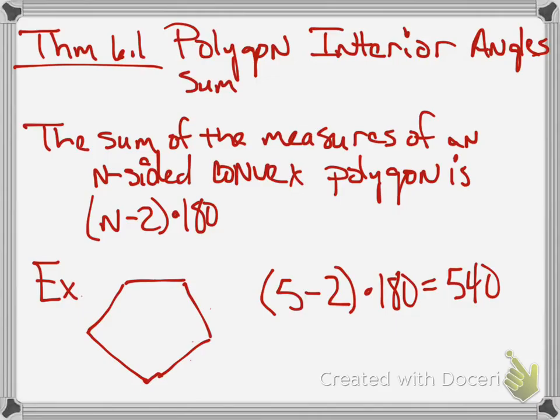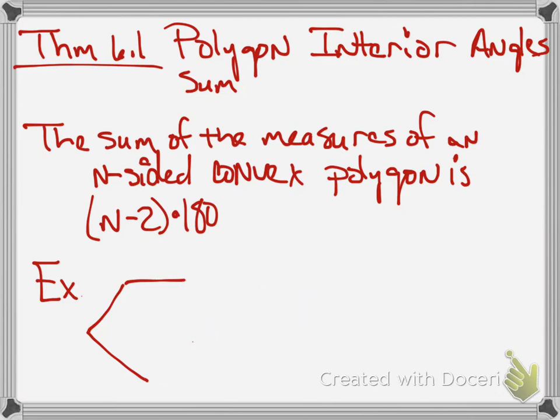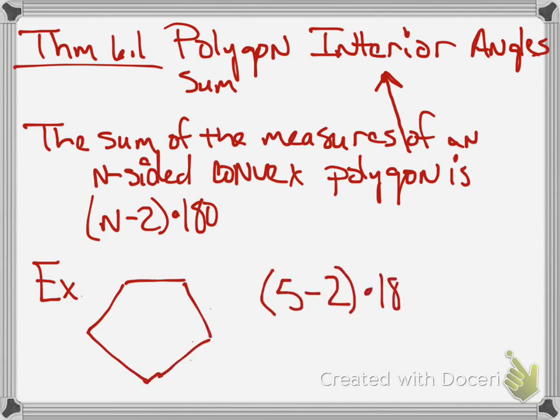So what does that mean? It gives us a theorem that says the sum of the measures of the interior angles of an n-sided convex polygon, and let's make sure we note that this is for interior angles only, is n minus 2 times 180. So the n stands for sides. Like here, I'm going to put in a five-sided figure, a pentagon. 5 minus 2 is 3, and 3 times 180 gives me 540 degrees. So all these little angles here would add up to 540 degrees.